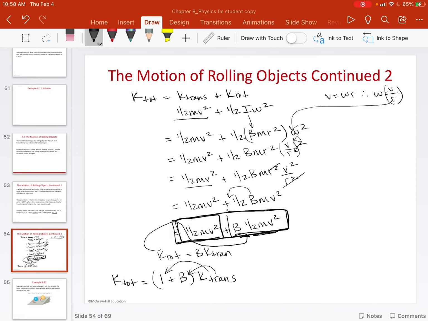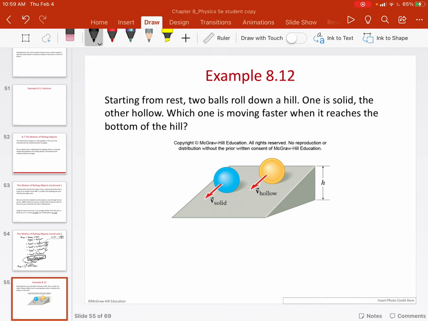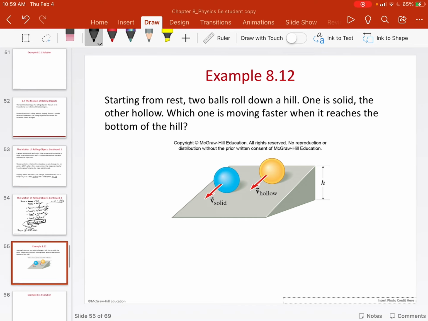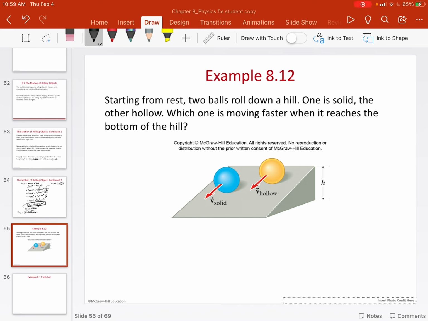I wanted to reiterate that from yesterday. Okay, so now for this one. This is solid versus hollow shell, and it doesn't give any numbers or anything, and I don't particularly like it when they do that, but it's okay. It just wants you to figure out which one is moving faster when it reaches the bottom of the hill. And so it goes back to the moment of inertia, which beta it has.